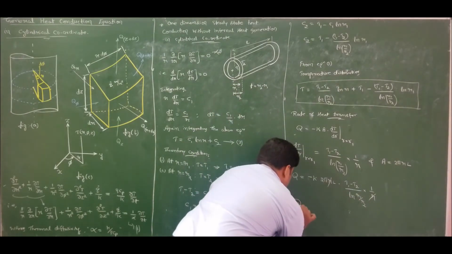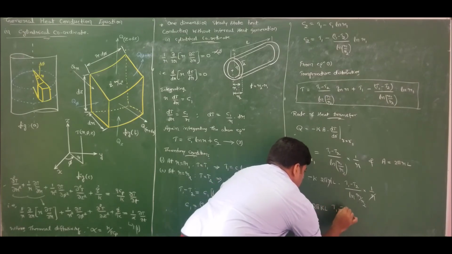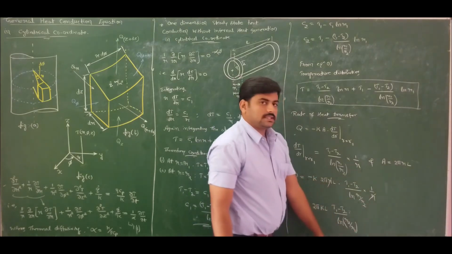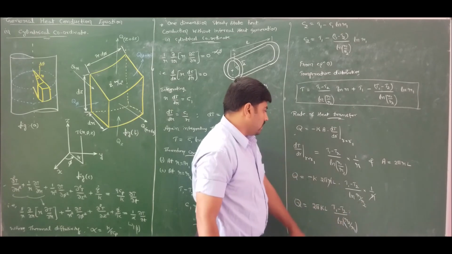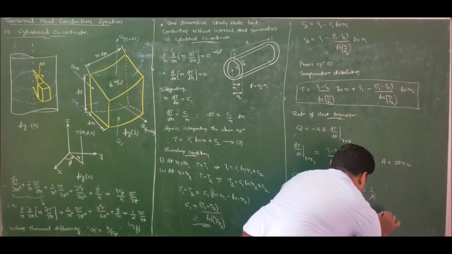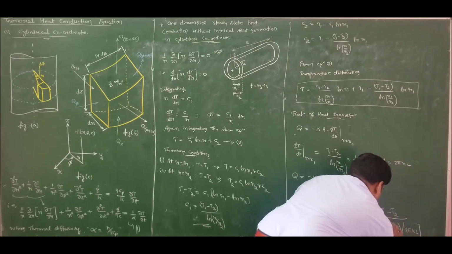So therefore, I can write Q as 2 pi KL T1 minus T2 divided by ln of R2 by R1. So this negative sign is cancelled by interchanging this. This can be written as minus ln of R2 by R1. That minus and this minus will get cancelled. So this is of the form, I can write this as T1 minus T2 divided by ln of R2 by R1, whole divided by 2 pi KL.